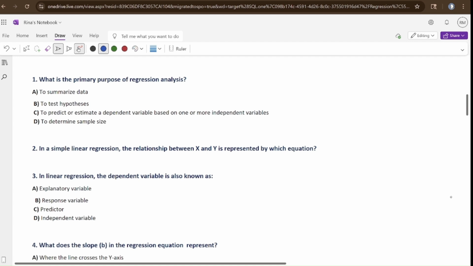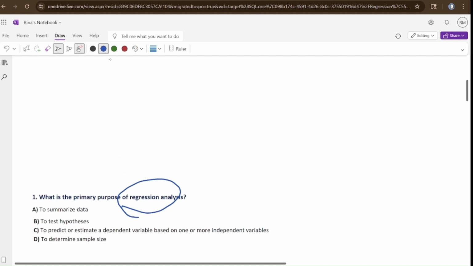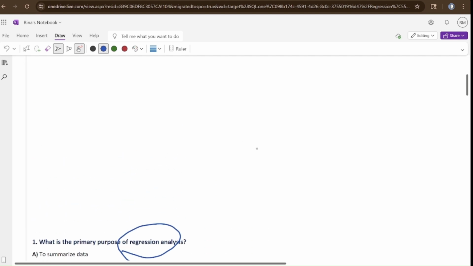Welcome back. Today we are going to discuss some MCQs from regression. First, let me give you a small recap, then we will do the MCQs. What is regression? Regression is used to find the relationship between two variables and to make predictions.